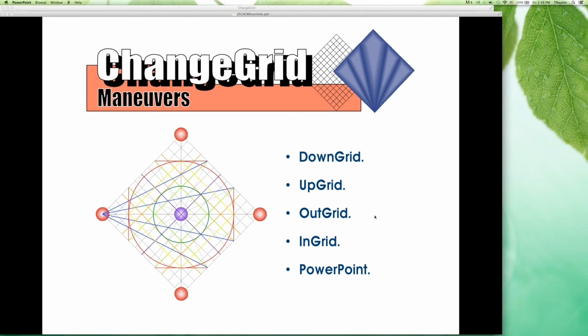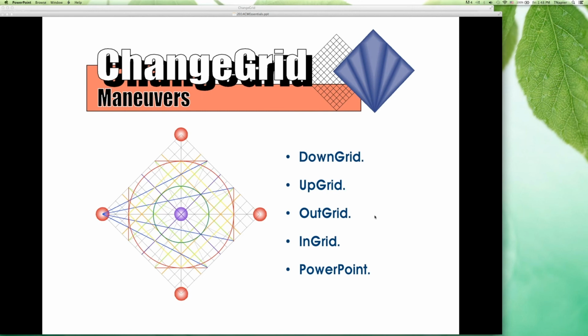Now, we tell you about this because as you learn about the change grid maneuvers, we want you to see them as not only a set of things that you can do to help other people, but you can also recognize when they're being done to you without your knowledge or permission so that you can recognize it and perhaps prepare to defend yourself accordingly. And so this is how tension gets managed.